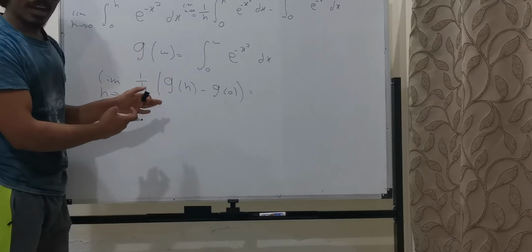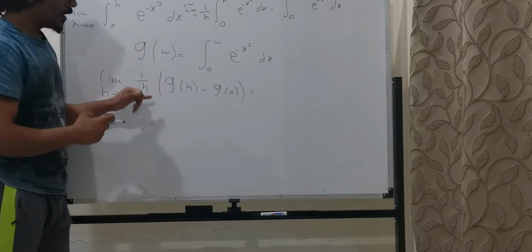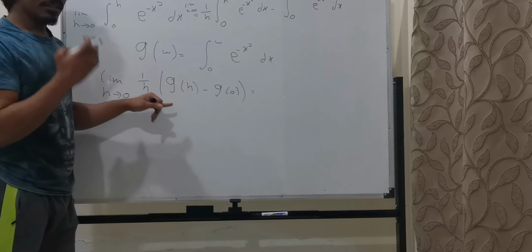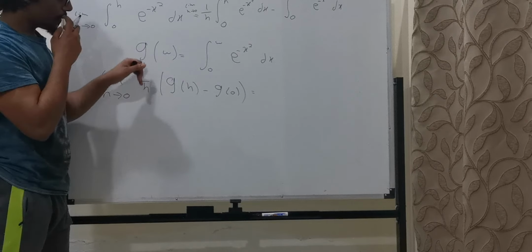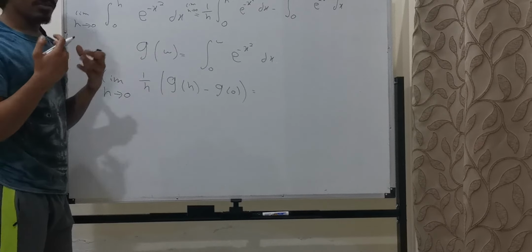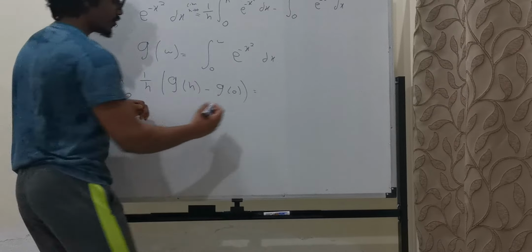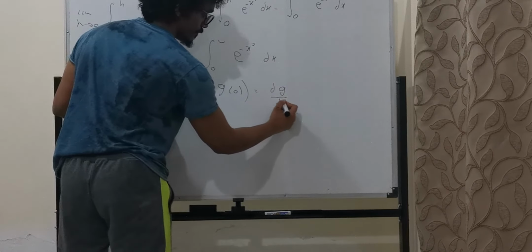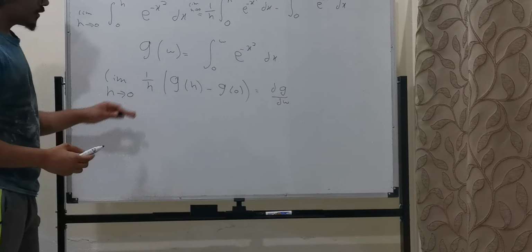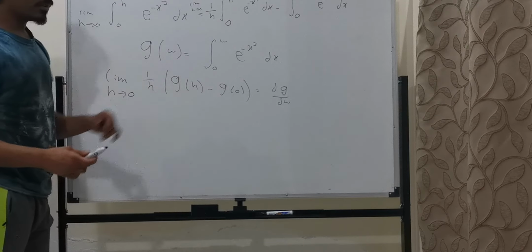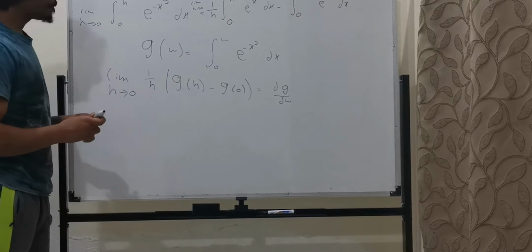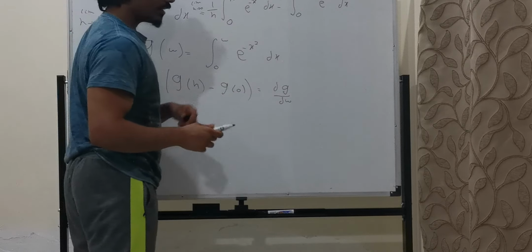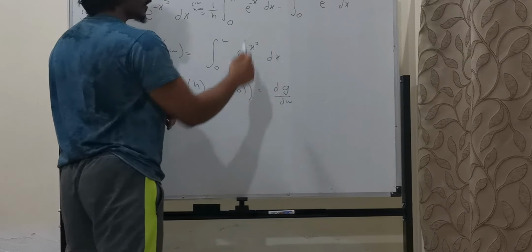And this one looks kind of familiar. This is just the derivative of g with respect to w, because this is the derivative. So this thing is dg dw.